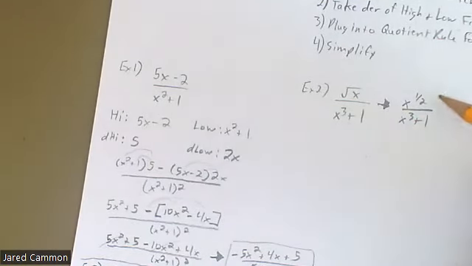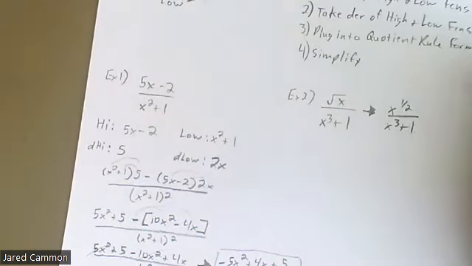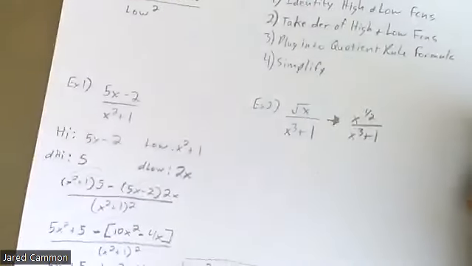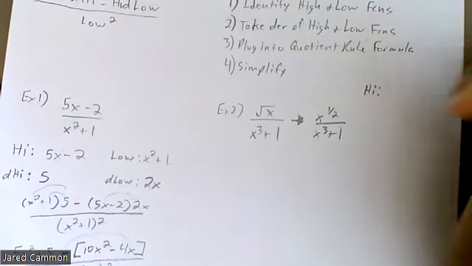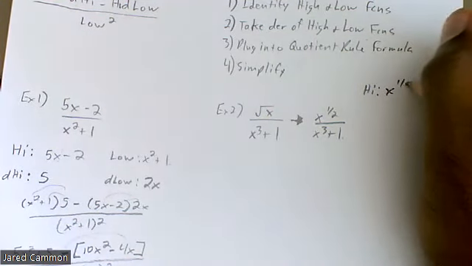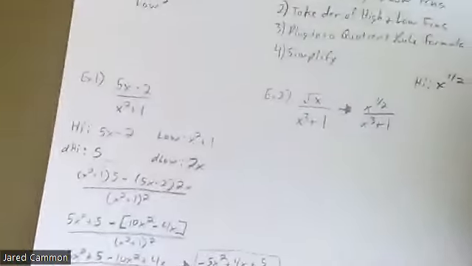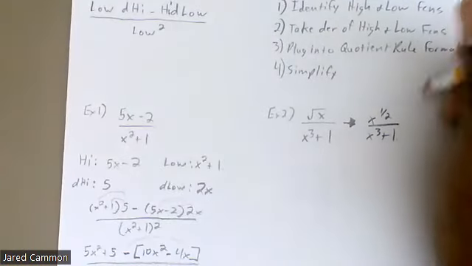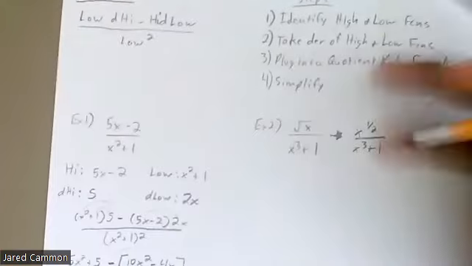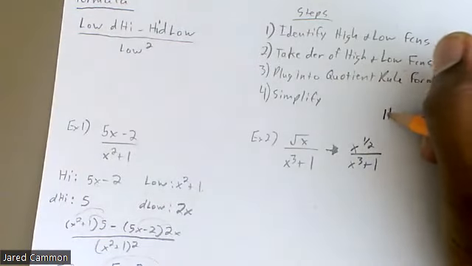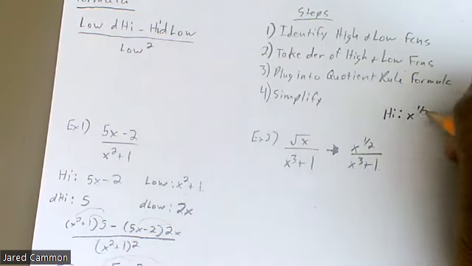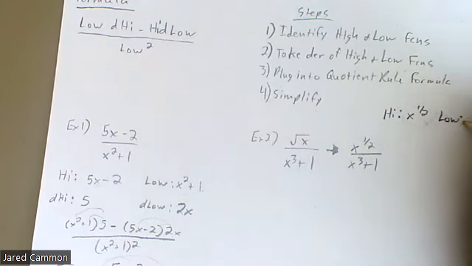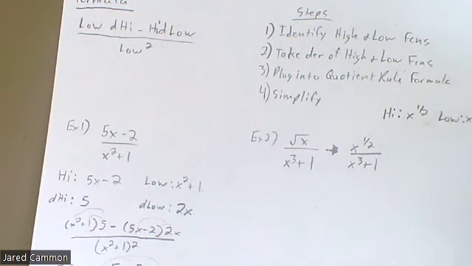Then we can identify what's our high function, what's our low function. Obviously, your high function, I'll write it over here, give us a little bit extra space. Your high function is going to be x to the 1/2, and our low function is just going to be x cubed plus 1.